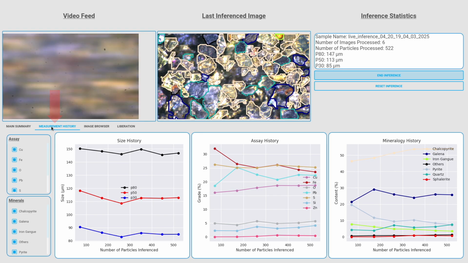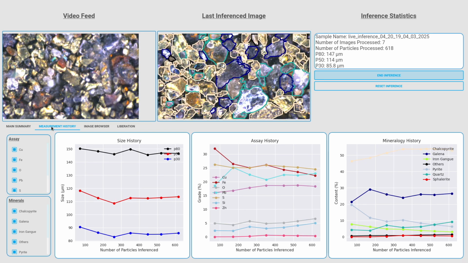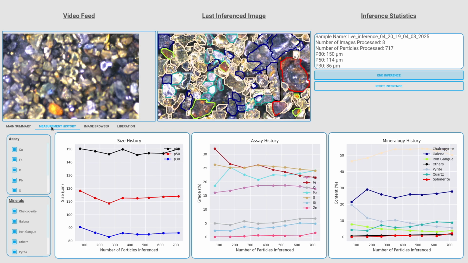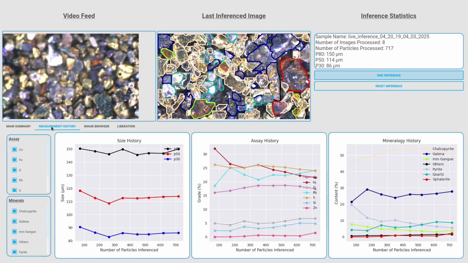The Measurement History tab records the number of particles for which minerals have been identified. MinDet needs to identify a minimum number to get an accurate reading. Sometimes the number of images has to be increased if a mineral is not abundant in the sample.